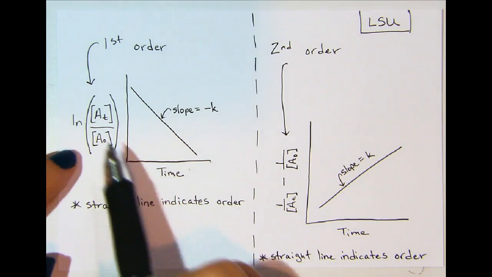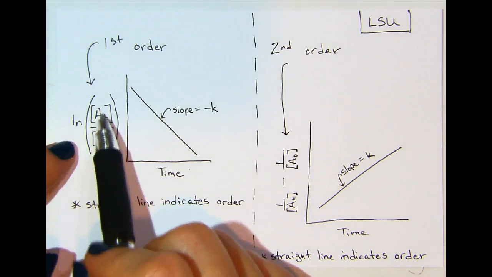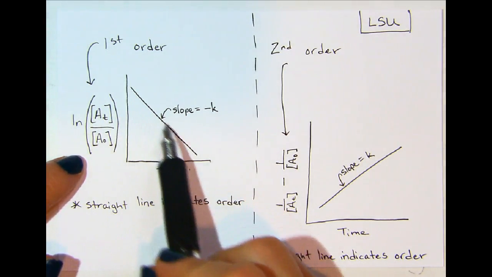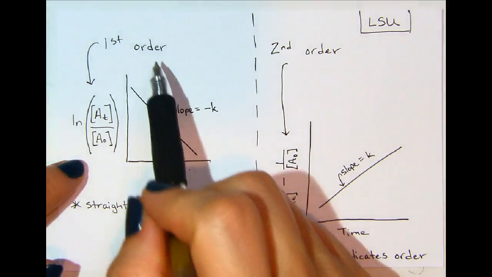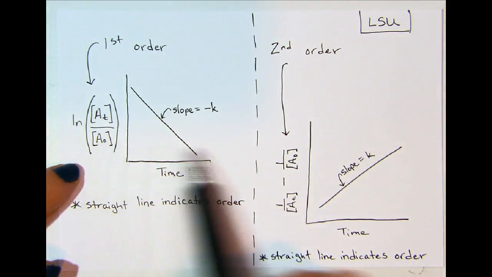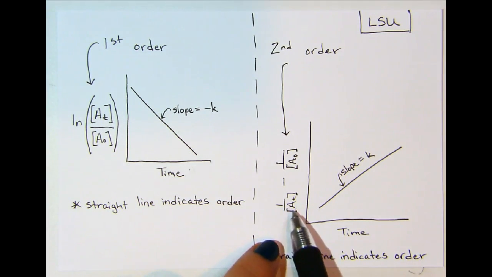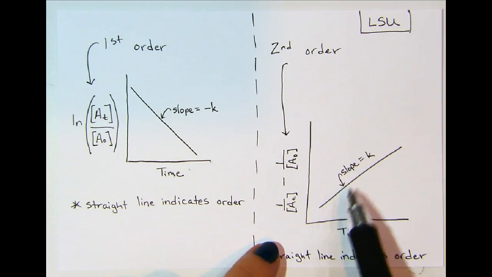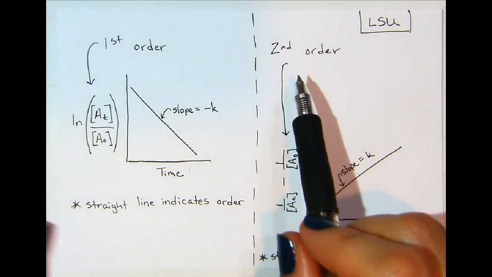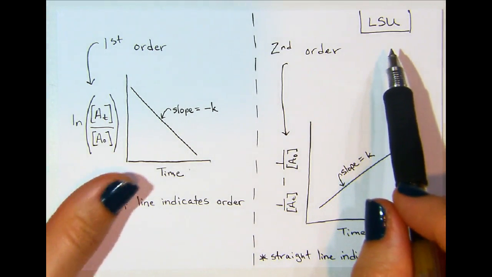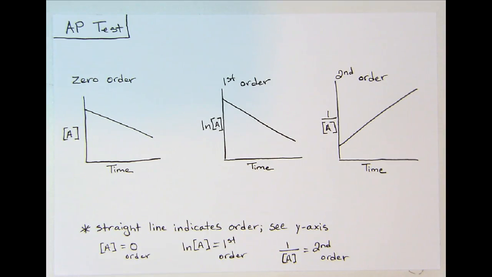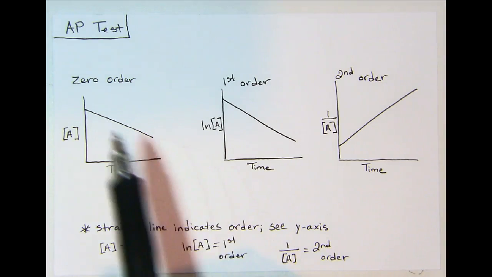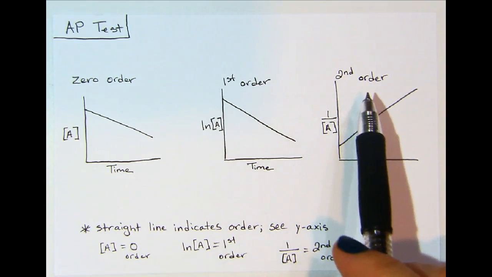If you have a graph of natural log A_t over A0 and it gives you a straight diagonal line, then you know you have a first order reaction. If you have 1 over A_t minus 1 over A0 and that gives you a straight diagonal line, then you know you have a second order reaction. And this is what they're looking for in the LSU notes. On the AP test, you'll be required to recognize when there is a 0, first, or second order reaction.